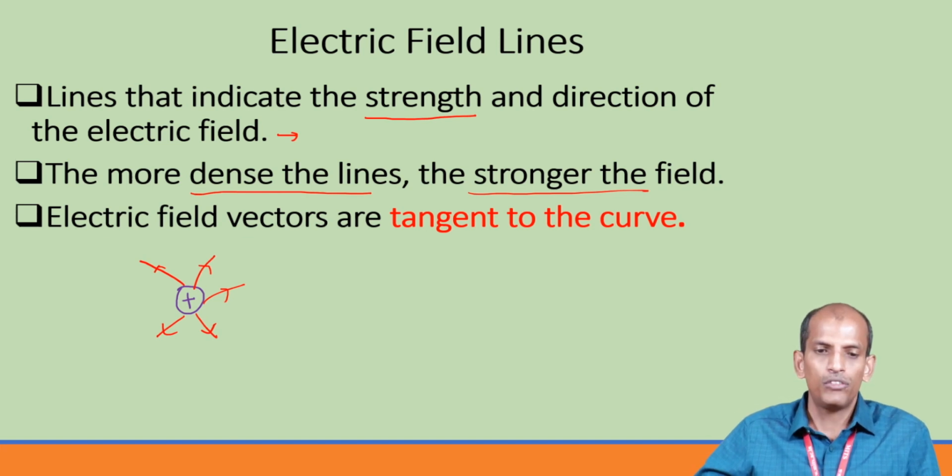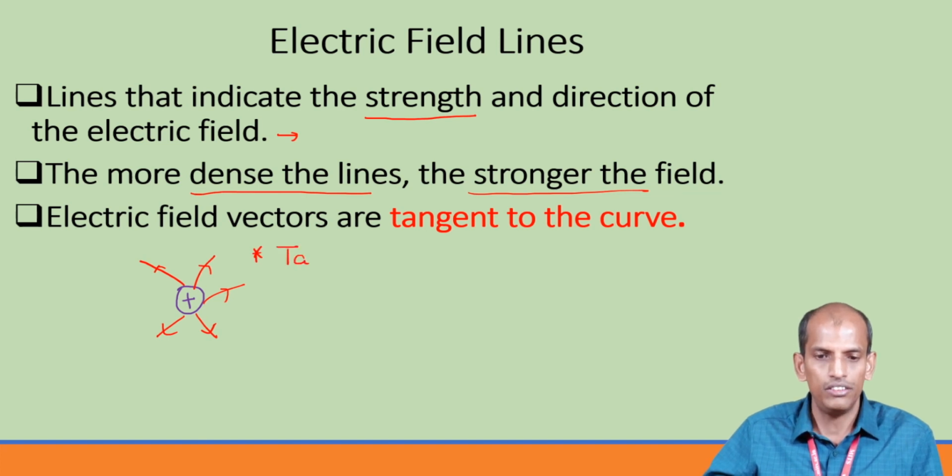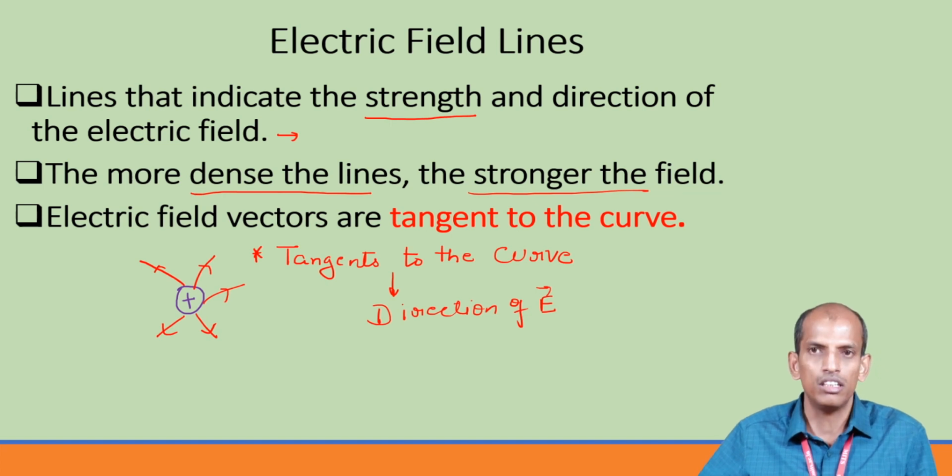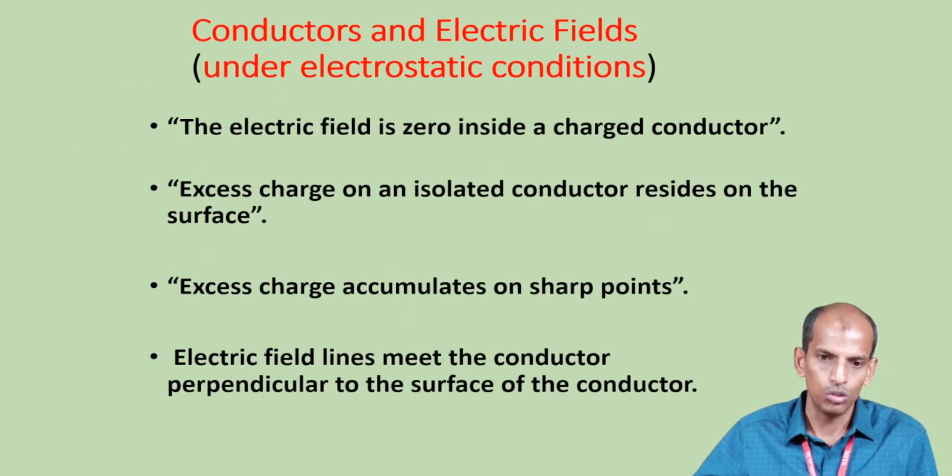And if you want to find the direction of the electric field, you take the tangent to the curve. Another important point is that the tangent to the curve gives the direction of electric field. That's also very important. We'll talk more on this. There are some more properties which I am not highlighting today. In another session, I will highlight some more properties, but these are the basic ones.